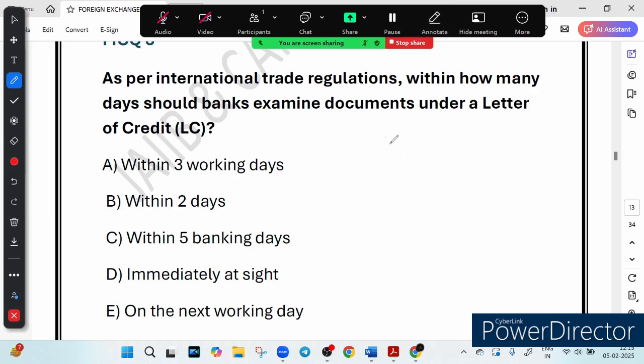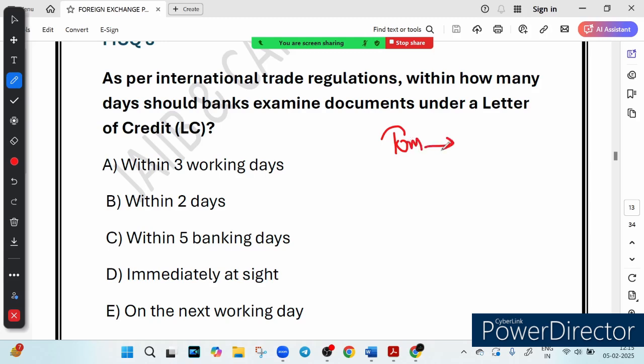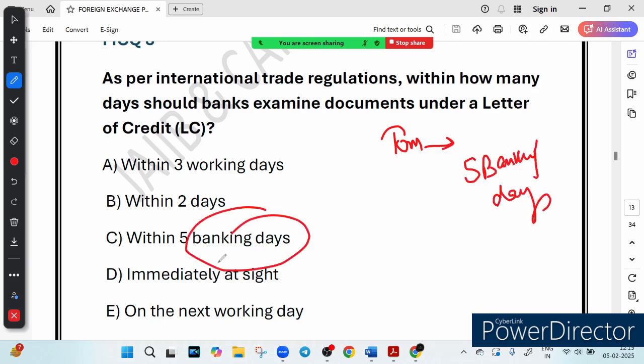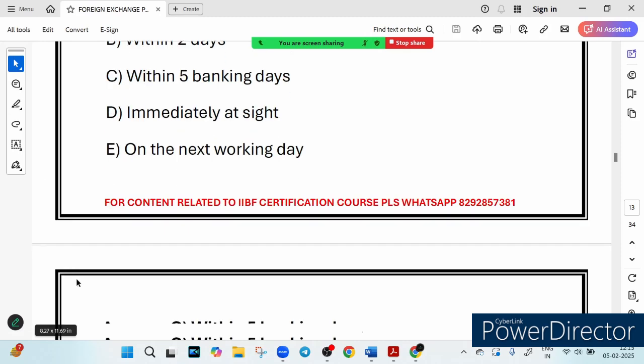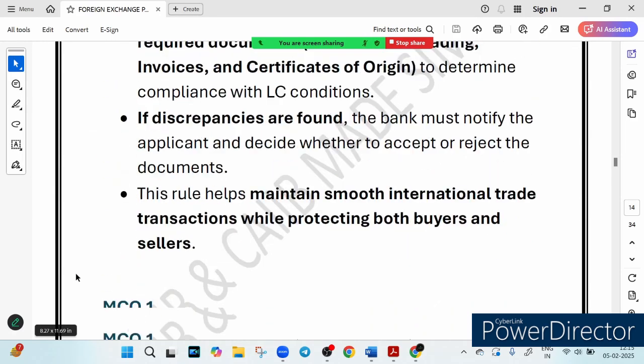Right, let me give you an example. Suppose Tom is a business owner who has his goods shipped to India. When the bank receives the documents, it has 5 banking days. 5 banking days, this is the keyword. The bank has 5 banking days to verify if everything matches the letter of credit terms. If there is an issue, the bank notifies Tom in time for him to address it, right? So that is why option C is correct. No need to see the other options because we know the correct answer. Now let's see the next question.